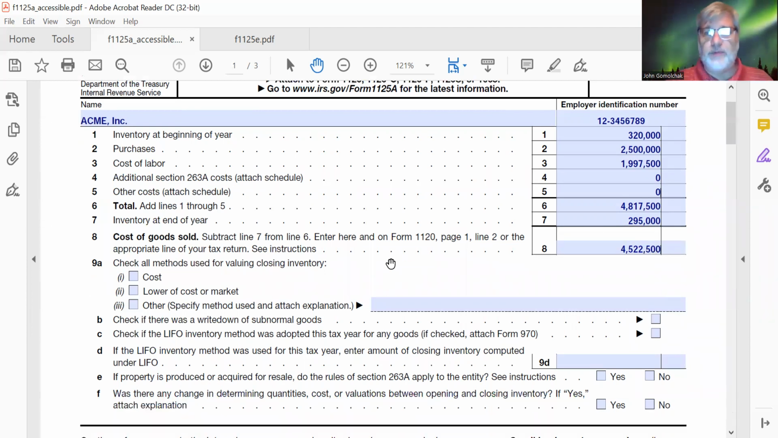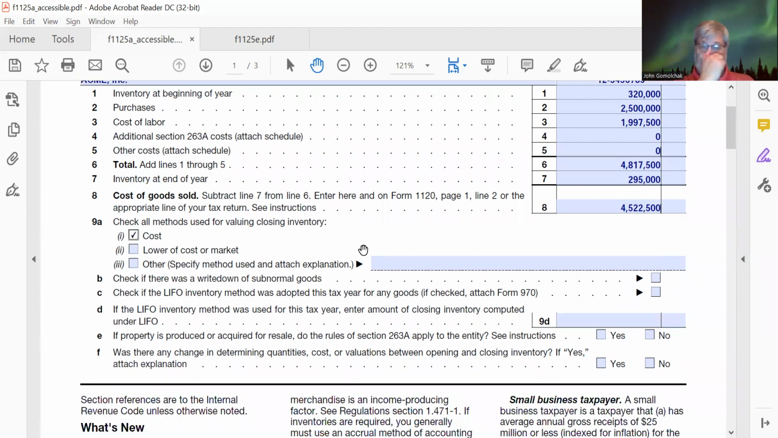Just continuing on with other things that are on this form. Check all methods used for valuing closing inventory. So I had told you in the tax situation, everything was at cost. Check if there was a write down of subnormal goods. No, we don't have any of that. Check if the LIFO inventory method was adopted this tax year for any goods. We didn't have any change.